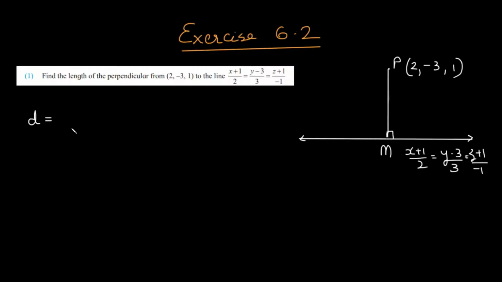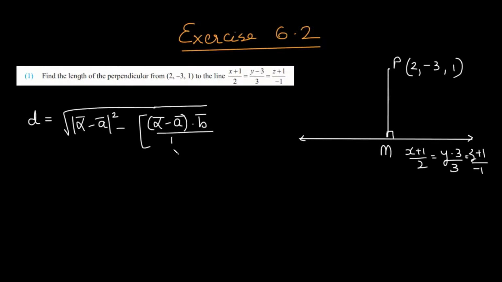So the distance is given by this particular formula, that is root of mod of alpha minus a the whole square minus alpha minus a dot b upon mod b the whole square. So suppose we want to apply this particular formula. It is easy enough actually. Don't get afraid of looking at the formula.